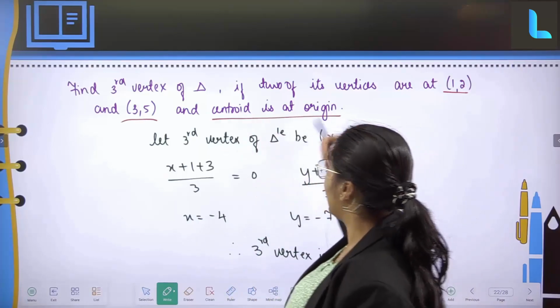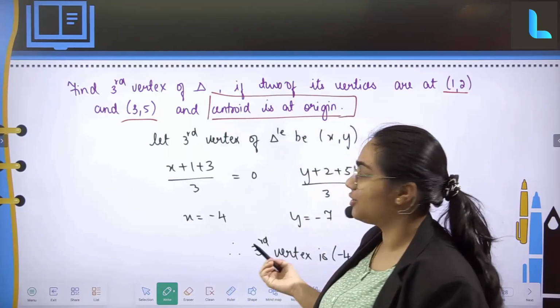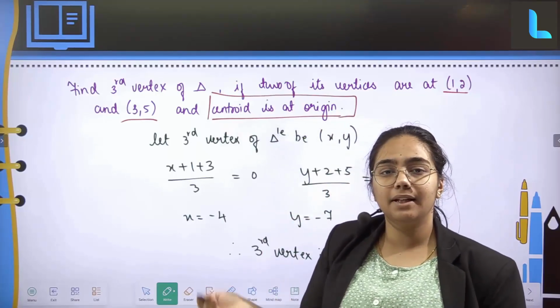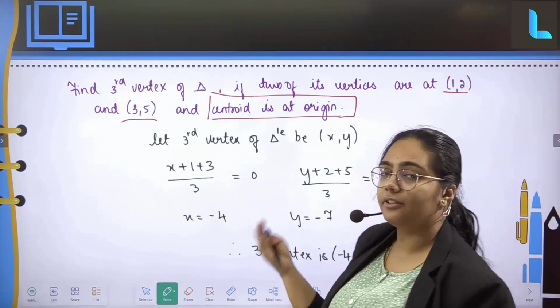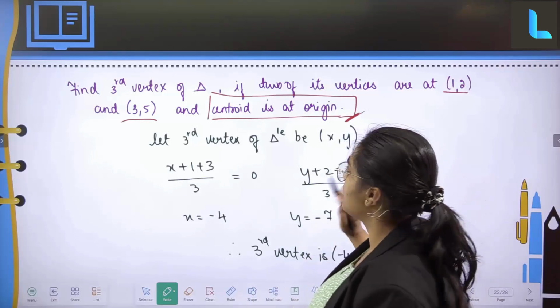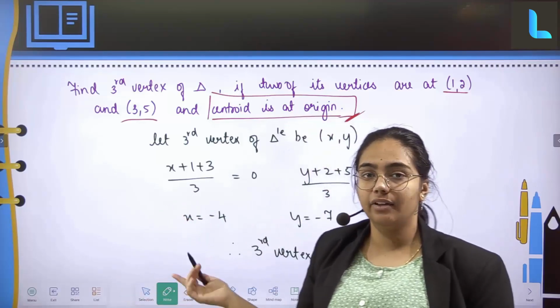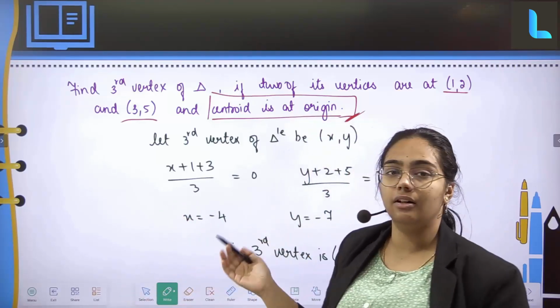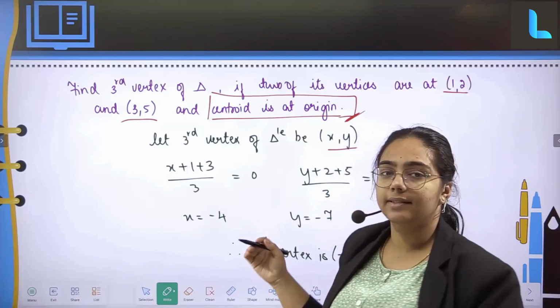the centroid is at the origin. So this is another formula. Centroid at the origin is nothing but ((x1 + x2 + x3)/3, (y1 + y2 + y3)/3). So the centroid is one of the other formulas. If you have to find out the vertex of the other given one, let's first consider, we are not aware of what it is going to be. So I will consider it as (x, y).